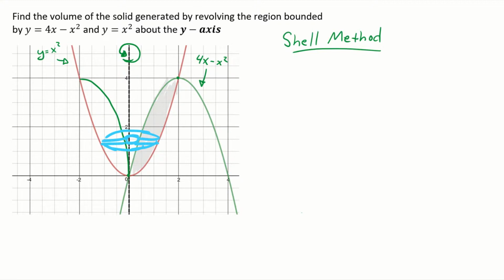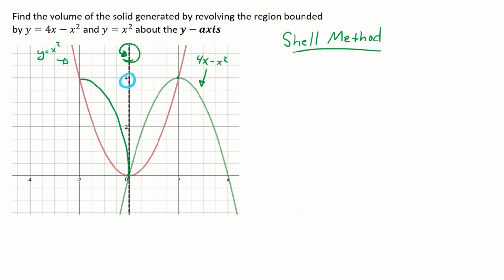But what do you know with this? In this case, our disks are filling up along the y-axis. You stack your disks up here to find your volume. If I'm filling up on the y-axis, my integral goes from 0 to 4. That means I'm integrating with respect to y. That means these functions, 4x minus x squared and y equals x squared, need to be in terms of y. It has to be x equals something in terms of y.